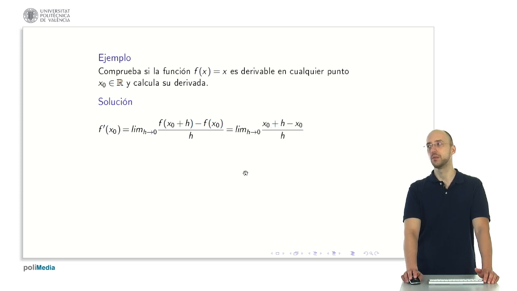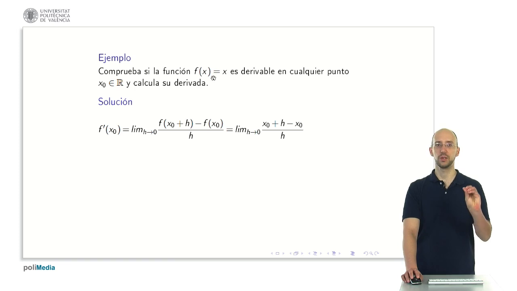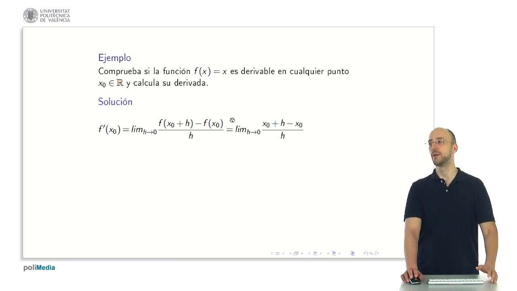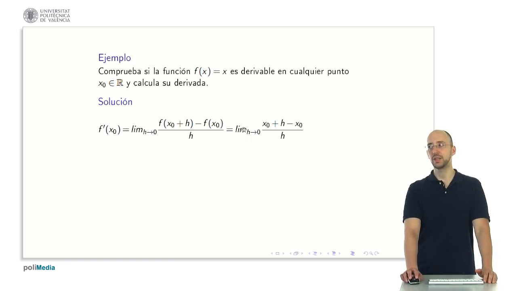This is very simple. The function is f of x equal to x. That is, what you put between parentheses is what comes out. That is to say, f of x sub 0 plus h is x sub 0 plus h, and f of x sub 0 is x sub 0. But now look at this quotient that has been obtained. The h was the denominator that there was. X sub 0 minus x sub 0 actually cancel out, and I am left with the limit when h tends to 0 of h over h.